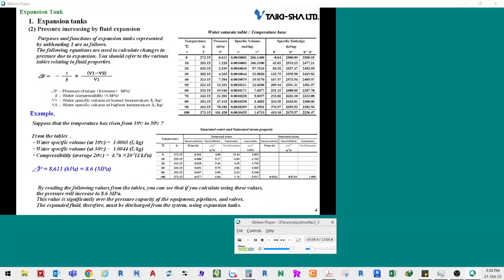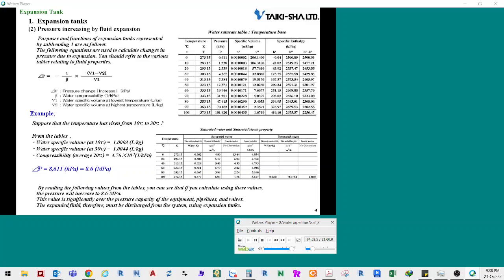Pressure increase by fluid expansion. Purposes and functions of expansion tanks represented by subheading 1 are as follows. The following equations are used to calculate changes in pressure due to expansion. You should refer to the various tables relating to fluid properties.